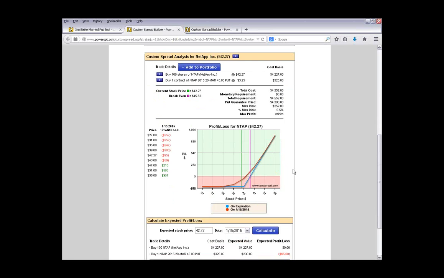So that's one approach. I could use the married put going into earnings, especially since this stock pays a dividend, because just doing a long call, you won't take advantage of that dividend as well. But let's talk about what we saw before.